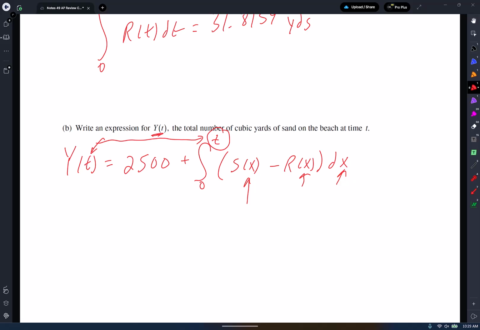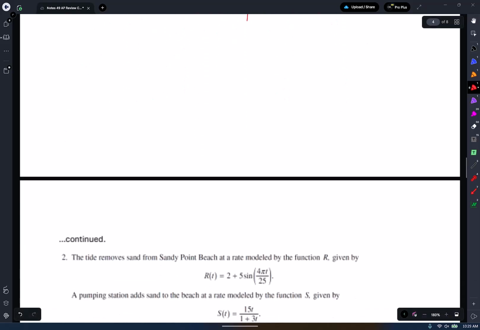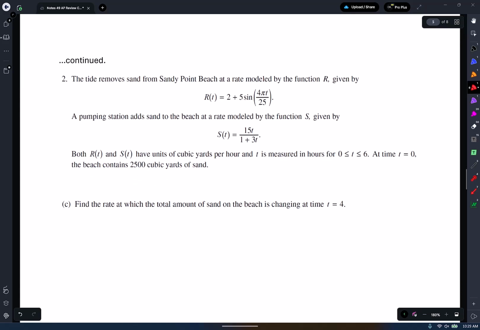All right. Letter C. Find the rate at which the total amount of sand on the beach is changing at t equals 4. Okay, they just want to know the rate. Am I taking the derivative, or is this already a rate? That's already a rate. Does that make sense?